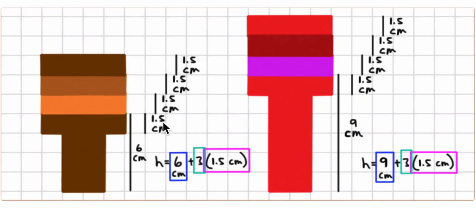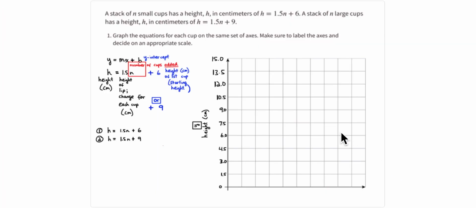And remember, this is what the stack looks like. As you add more cups, you're adding 1.5 centimeters each time, or 1 5/10 centimeters each time. 6, 9 is where it starts. It changes 1.5 centimeters per cup, and this is the n, the number of cups. In this case, that's 3. So let's see what happens on the graph.